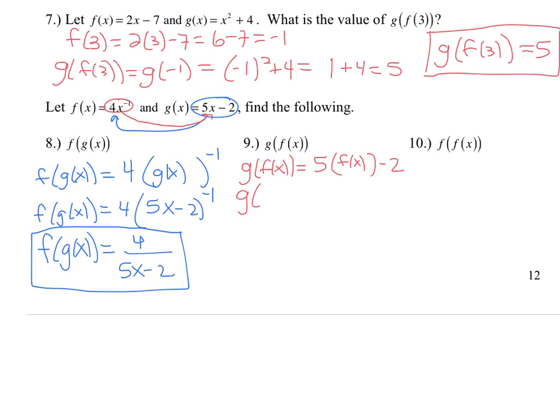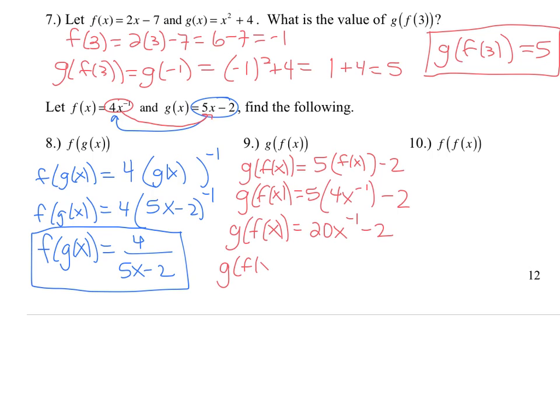So g of f of x is equal to 5 times the quantity 4x to the negative first, take away 2. I keep everything about this function the same. It's 5 times the input. The input is now 4x to the negative first, and then I subtract 2. And now I simplify. So g of f of x will equal 20x to the negative first, take away 2.